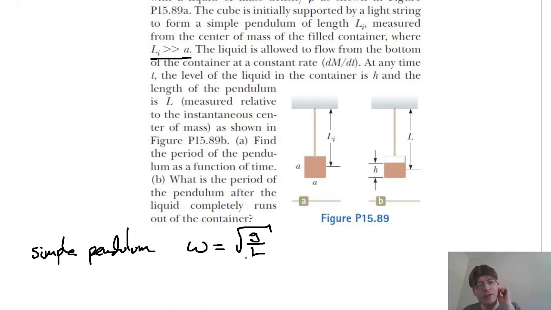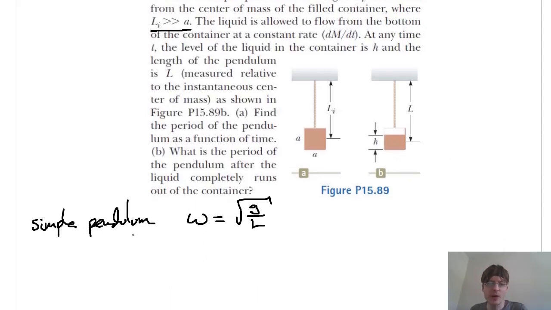However, there is a slight effect that we need to account for, which is that the distance to the center of mass changes. You see, as the liquid drains out, the center of the liquid is closer to the ground. L increases as time goes on. So our job is just to figure out how L changes, essentially.